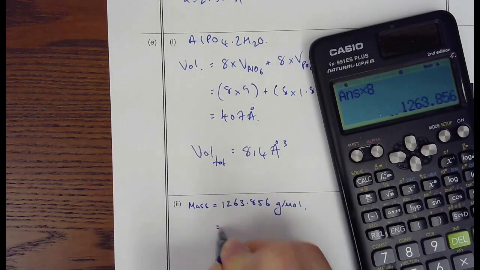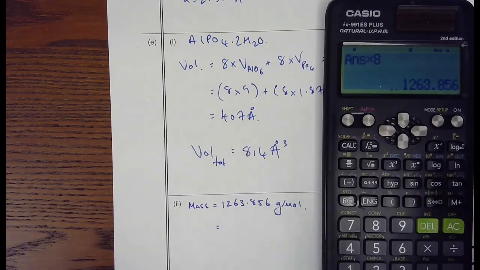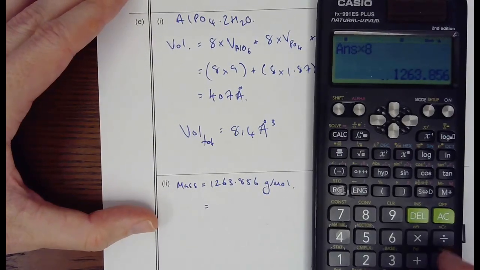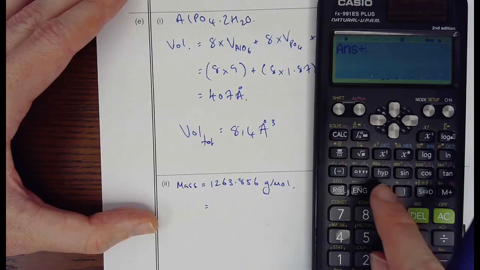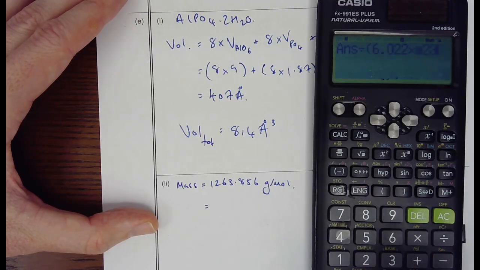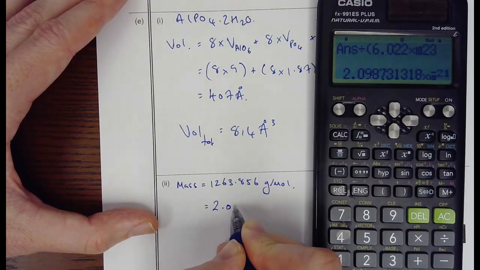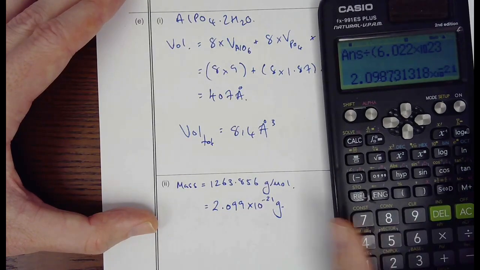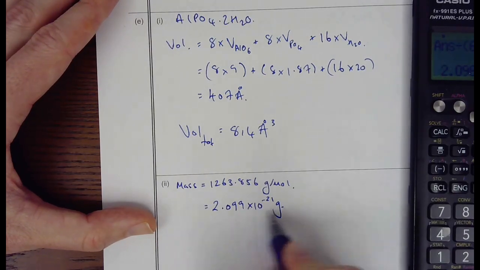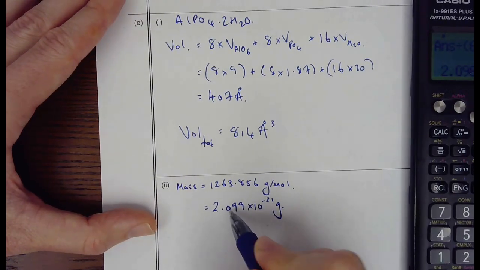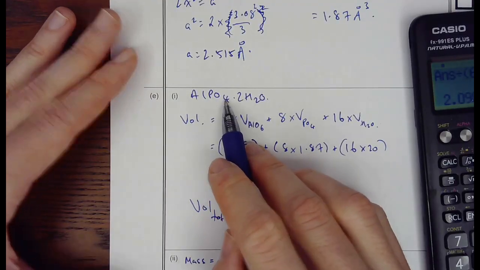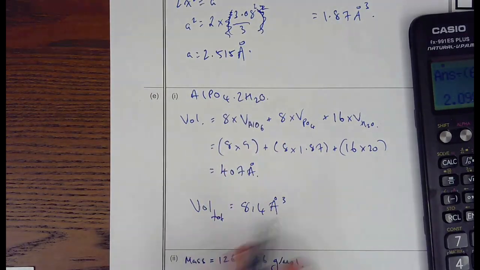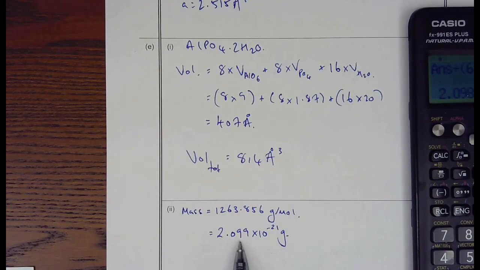Which I can then very easily convert into the actual mass of just this. So I'm going to divide that by 6.022 times 10^23 to give me 2.099 times 10 to the minus 21 grams. Okay, so this here is the actual mass in grams of 8 aluminiums, 8 phosphoruses, 8 times 4, 32 oxygens, and 8 more of these. That many atoms gives me that actual mass.